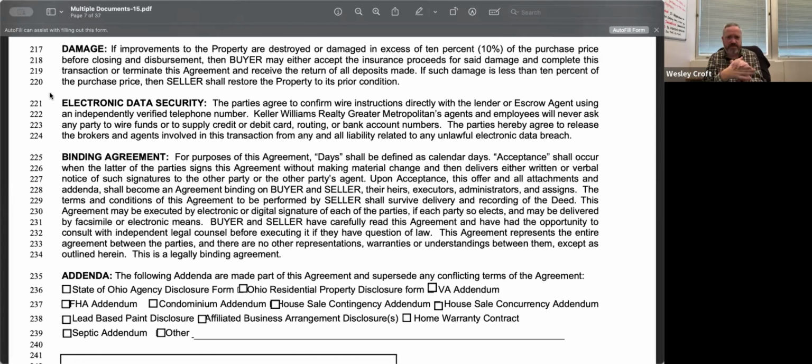What it says on line 217, if improvements to the property are destroyed or damaged in excess of 10% of the purchase price before closing and disbursement, the buyer can accept the insurance proceeds from the seller for said damage and complete the transaction, or they can terminate the agreement and receive all of the earnest money back. If such damage is less than 10% of the purchase price, the seller shall restore the property to its prior condition.